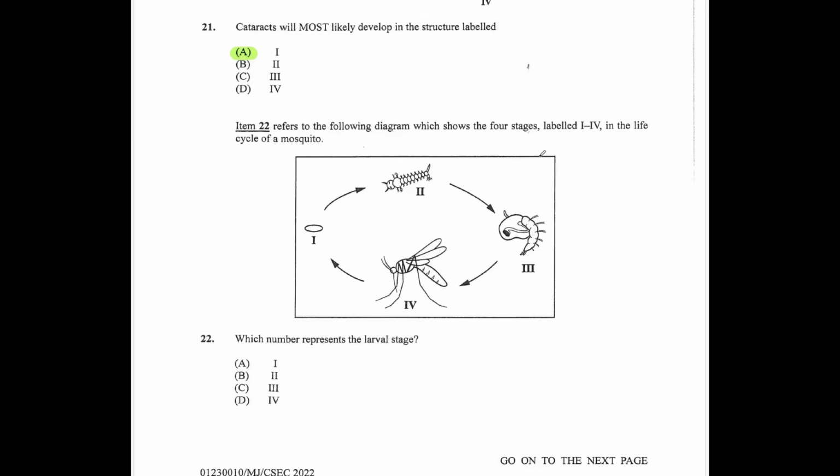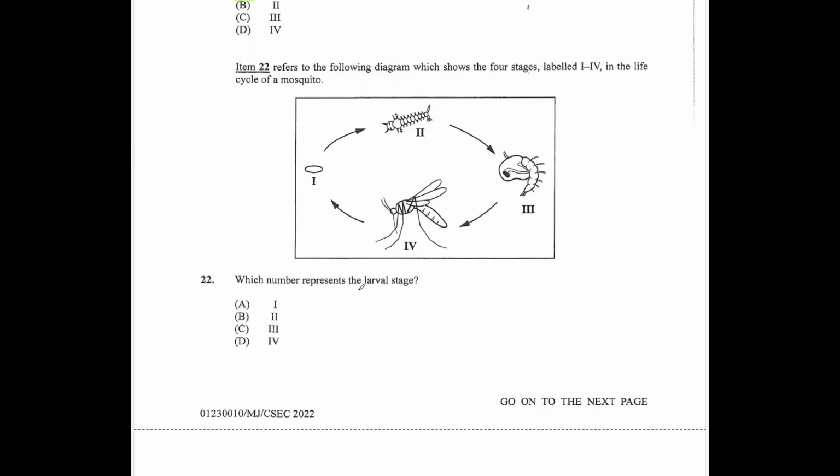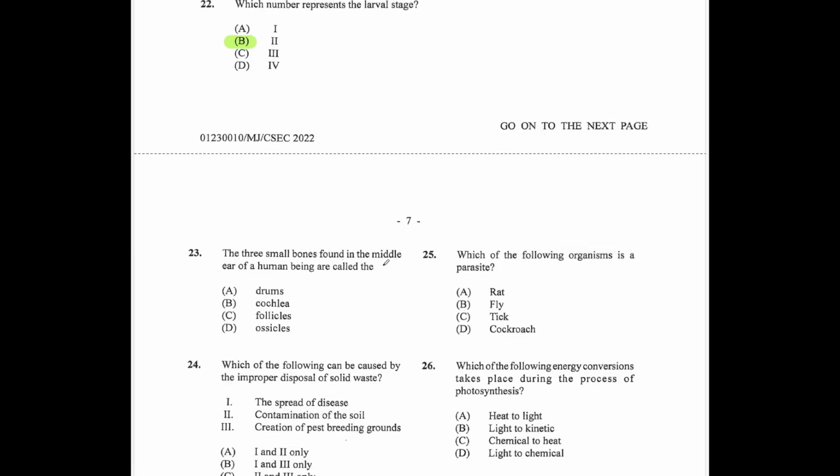Item 22 refers to the following diagram, which shows the 4 stages labeled 1 to 4 in the life cycle of a mosquito. Which number represents the larval stage? We have the egg, where the adult that lays the egg goes to the larva, then to the pupa. So 2 is the larva. We are going with B for 22.